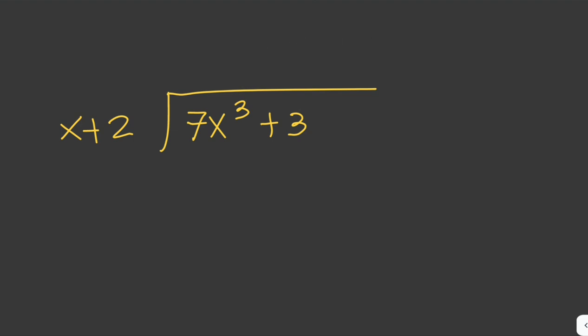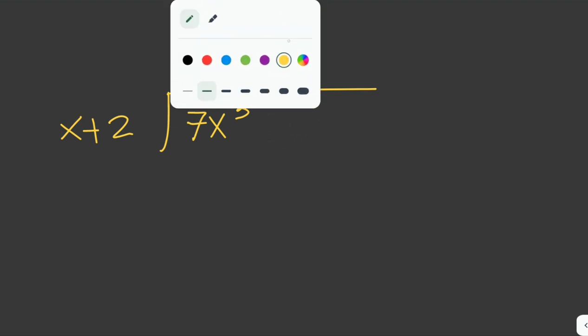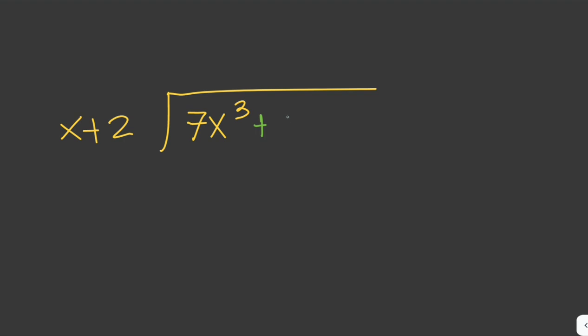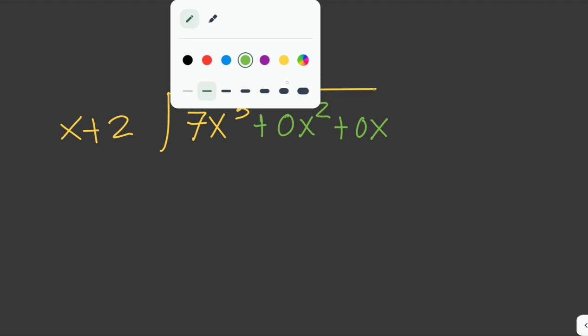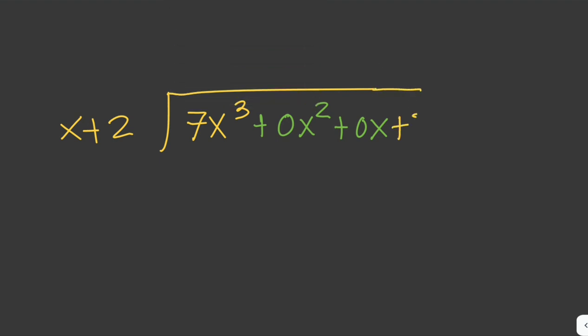Have you noticed here that there are missing terms? The x squared and the x. So we just have to provide the missing terms here by writing the coefficient as 0. So 0x squared plus 0x, and then plus 3. And now we can divide the polynomials.